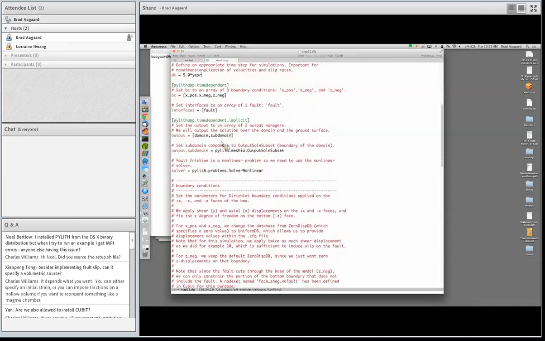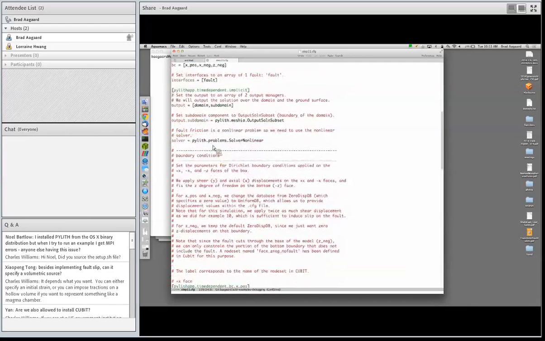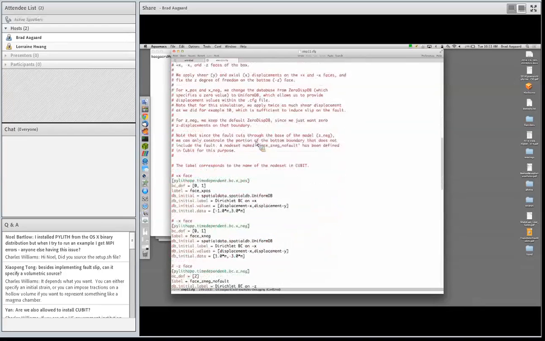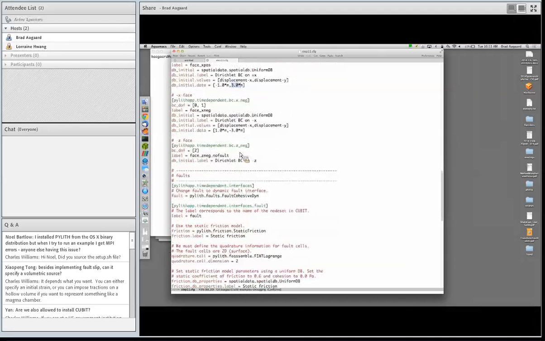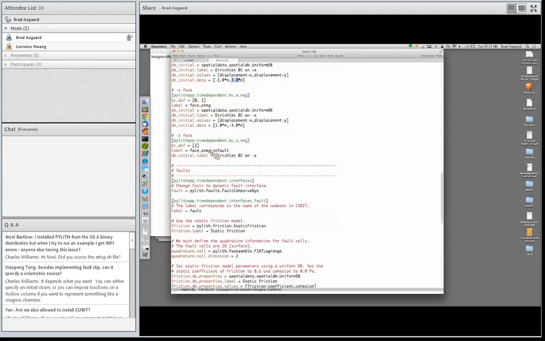We're going to put in Dirichlet boundary conditions, X positive, X negative, and Z negative, fault interface, output to the domain, subdomain, output solution subset for the subdomain. Here's where we've changed our solver to the nonlinear solver. And here are our Dirichlet boundary conditions. On the X faces we'll constrain X and Y degrees of freedom. Here's our normal displacement. Here's our shear displacement of 3 meters. We'll fix the bottom boundary.